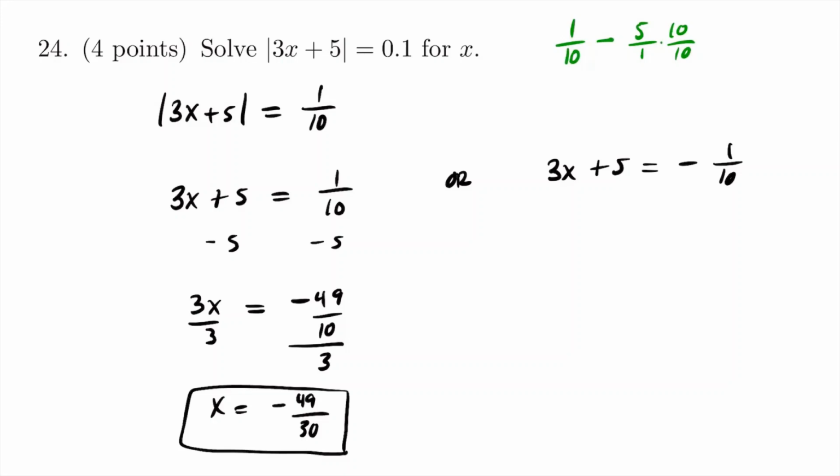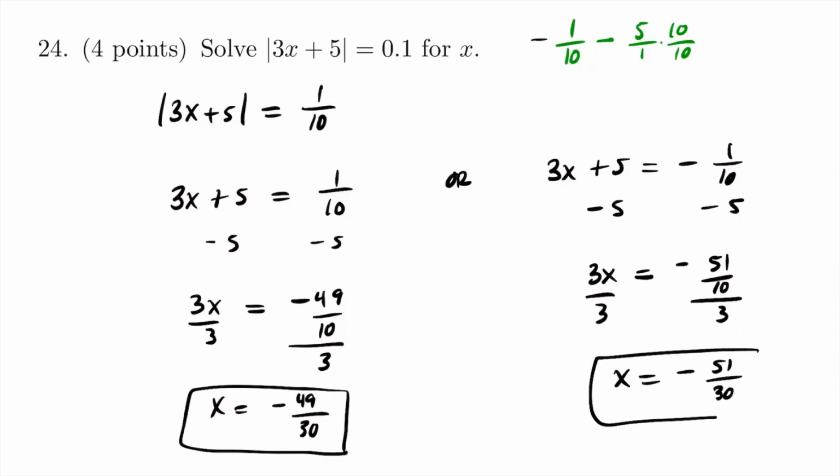And same thing on the left side, we subtract 5 from both sides. You'll get 3x is equal to, again, now here we're going to subtract. So negative 1 minus 50, put them in common denominators. You'll get negative 51 over 10. Divide both sides by 3. So you get x equals negative 51 over 30. That's another possible solution. Now let's check your answer.